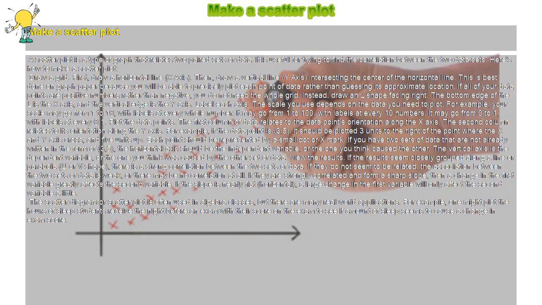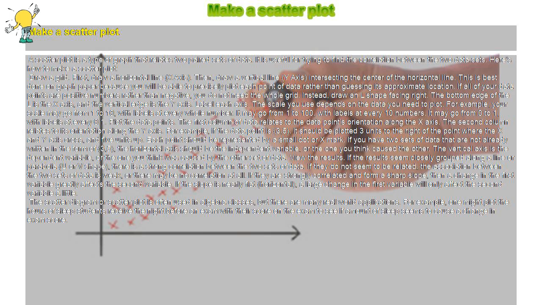If you have two sets of data that are not already written in the form of 3,5, the horizontal axis should be the independent variable, or the one you think caused the other. The vertical axis is the dependent variable, or the one you think was caused by the other set of data.